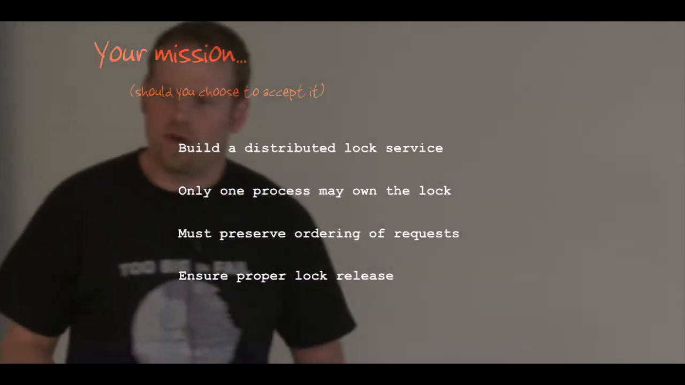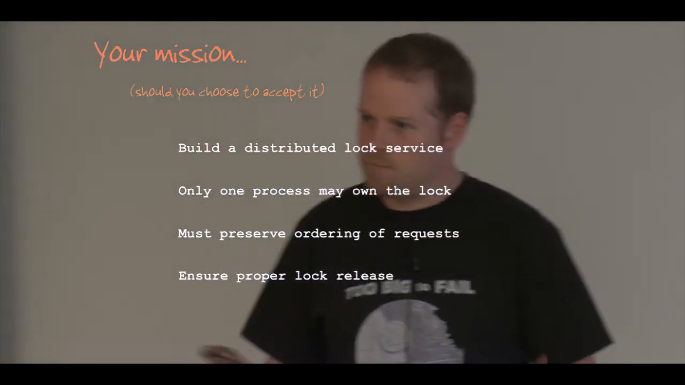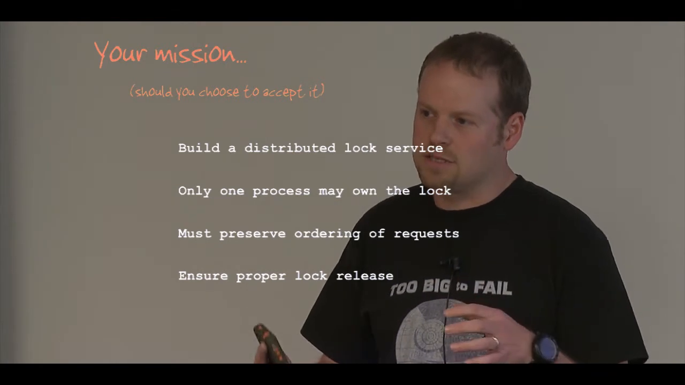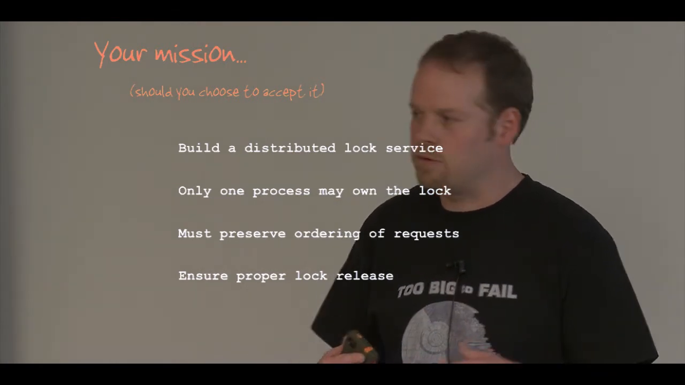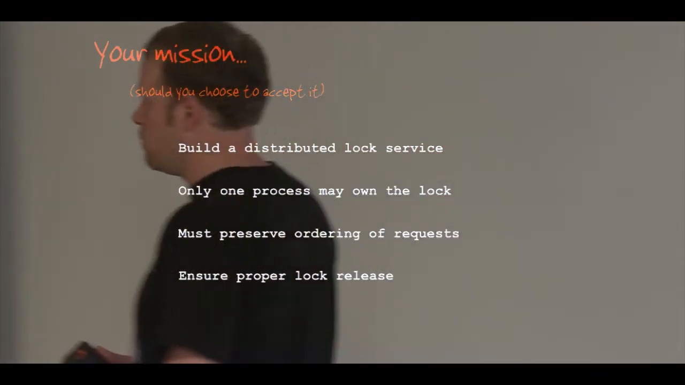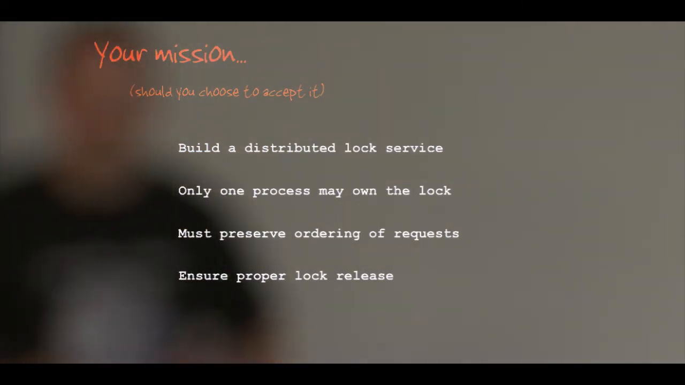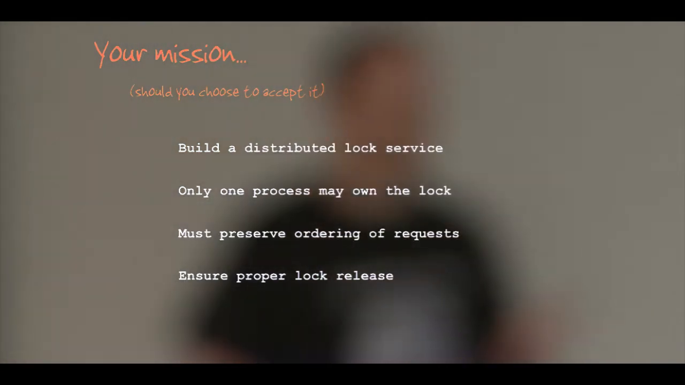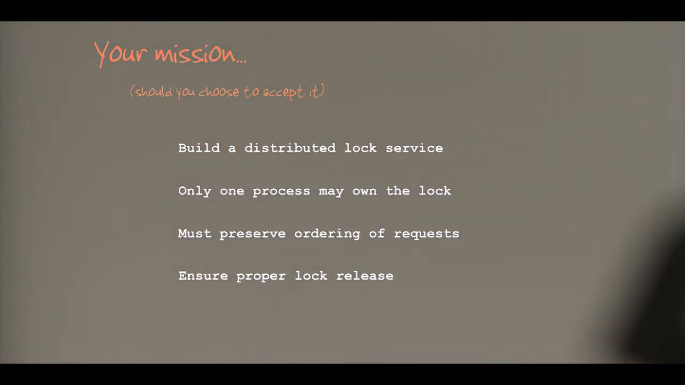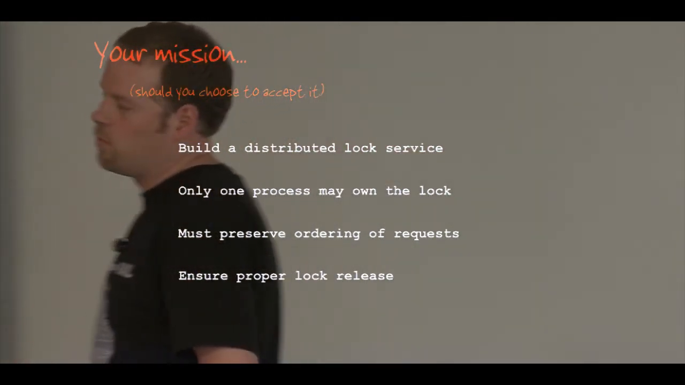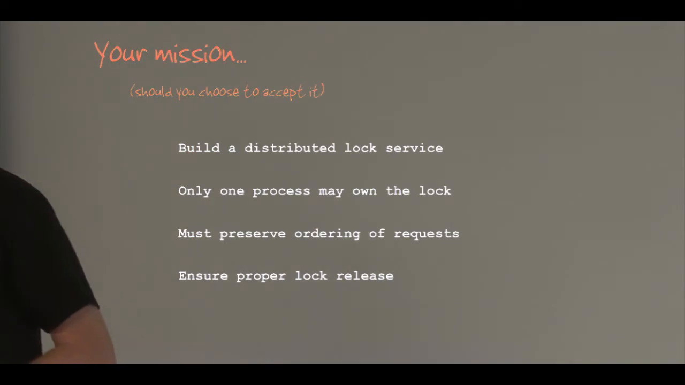Let's say that you have some kind of resource, whatever that may be, and you have different processes, maybe from different computers, that are going to connect to it and do stuff with it, and they all need to use it exclusively, right? So you need to build a distributed lock so that only one process can own that lock at the same time. You need to preserve the ordering for whatever reason, because generally you want to do that. And you need to ensure the lock gets released if, for example, one of the clients dies, one of the processes dies.